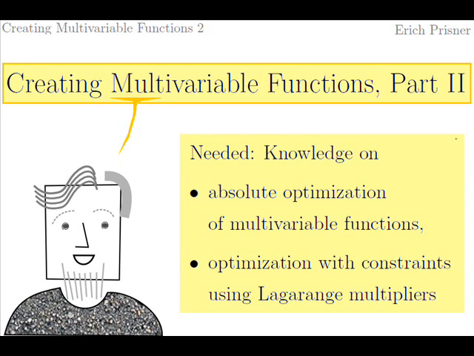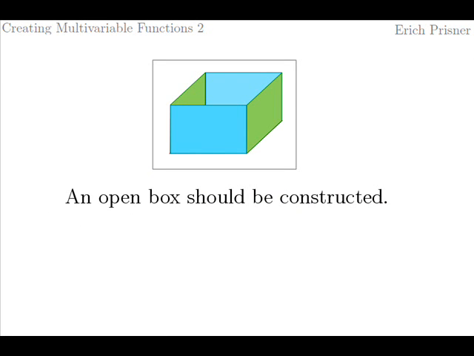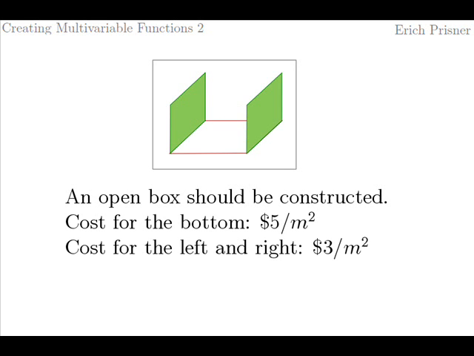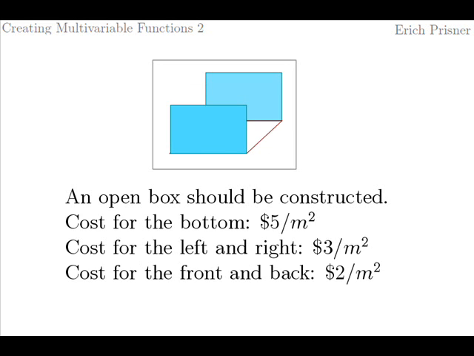We used the following open box example. An open box should be constructed. The cost for the bottom is $5 per square meter. The cost for the left and right is $3 per square meter. The cost for the front and back side is $2 per square meter. There is also a restriction. You have to use $20 for the box.